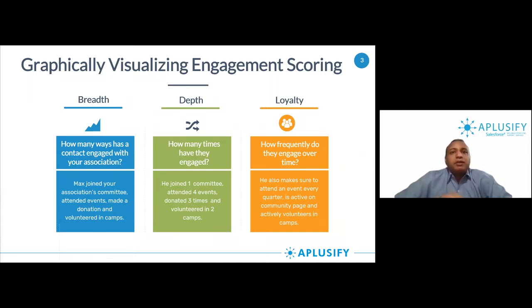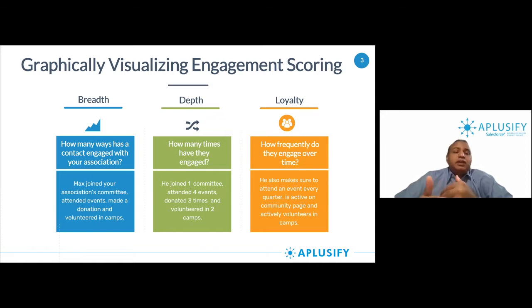Now, what is depth? Max is involved with 4 activities, but these activities are repetitive, right? So he may join different committees. We can put a number to the number of times he has joined. If he has joined one committee, it's like he has a score of 1.